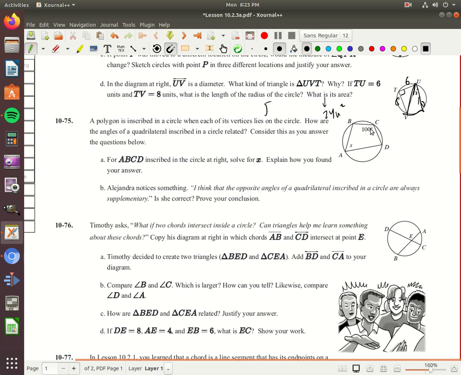Well, here's the thing. If this inscribed angle is 100 degrees, this intercepted arc must be 200. Well, if this intercepted arc is 200 degrees, that means there's only 160 degrees left from here to here, which means that the inscribed angle of that would be 80 degrees. So we know that that has to be 80 degrees.